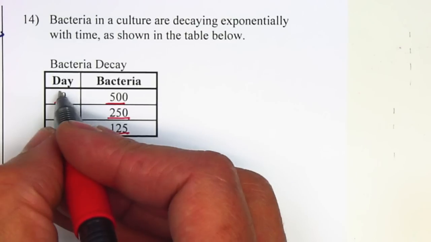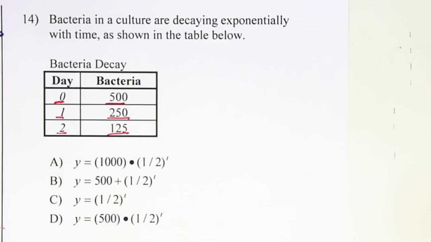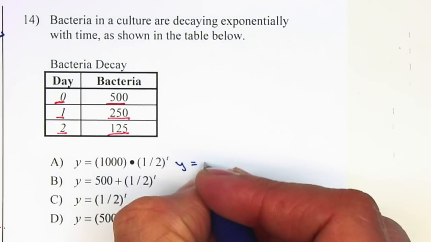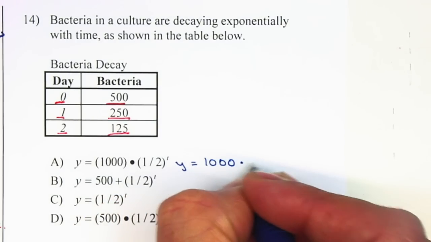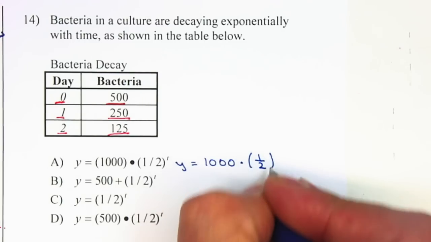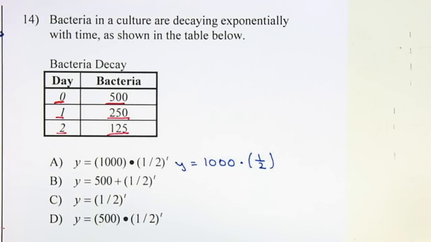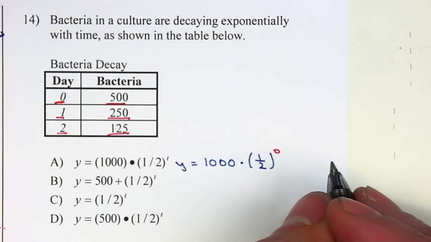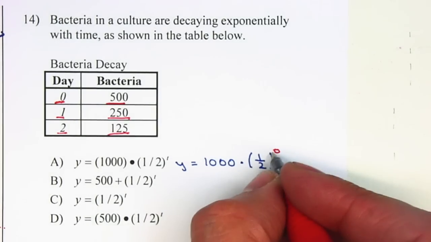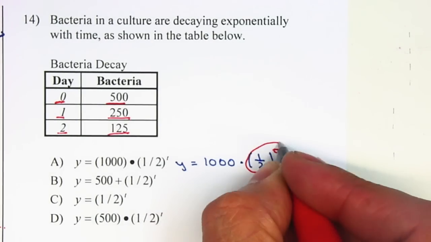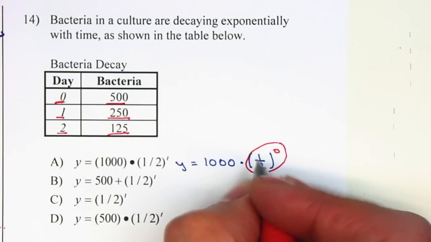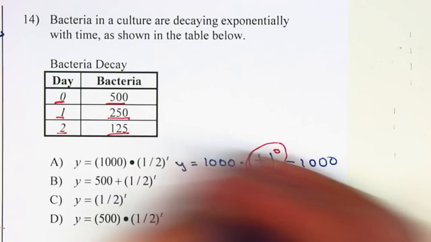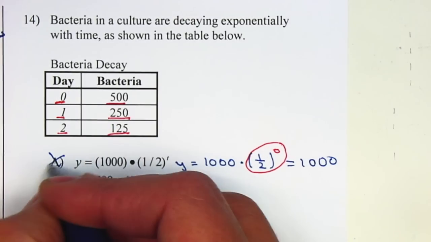So I'm going to start with 0. I'm going to plug in a 0 for the t. Let's go and start with the letter A. Y is equal to 1000 multiplied by 1/2 to the 0 power. Now 1/2 to the 0 is equal to 1. So 1000 times 1 is 1000. Does it give you 500? No.